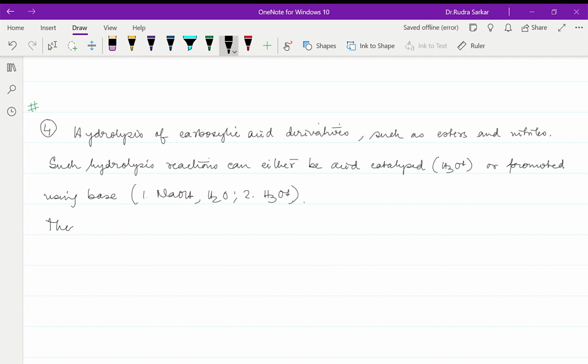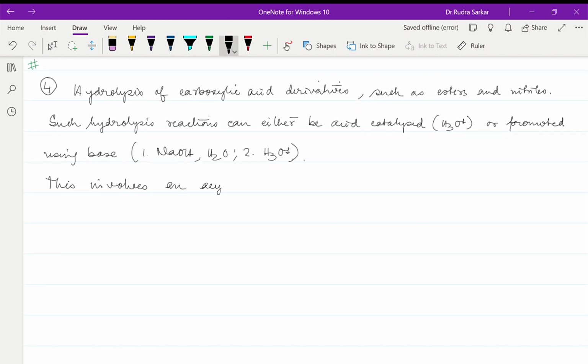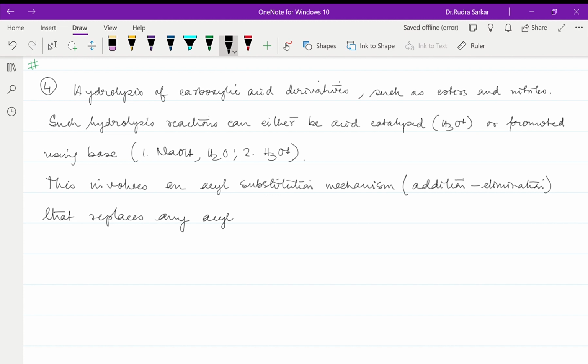So this basically involves an acyl substitution mechanism, which is basically called the addition elimination mechanism, that replaces any acyl leaving group with that of a hydroxyl group.